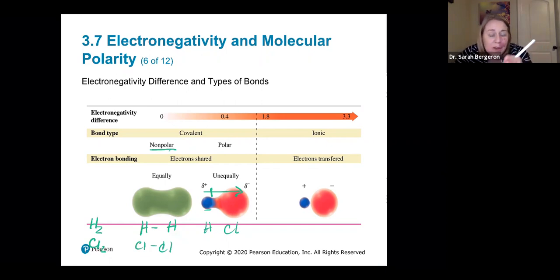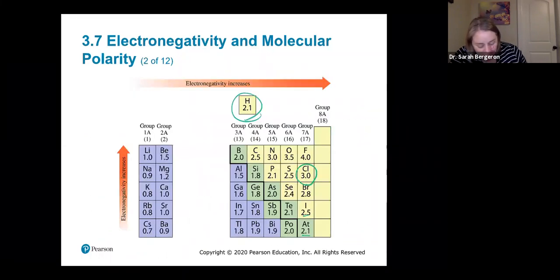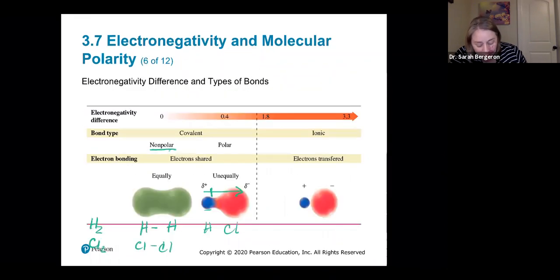The way we determine what kind of bond it is, is by looking at the electronegativity difference. If you look at the chart I keep going back to, hydrogen is 2.1, so 2.1 minus 2.1 is 0. That's what we're seeing here. We have an electronegativity difference of 0, so we are nonpolar covalent.